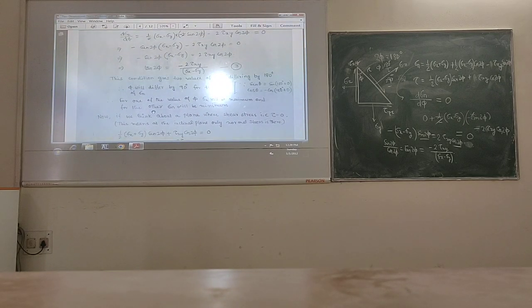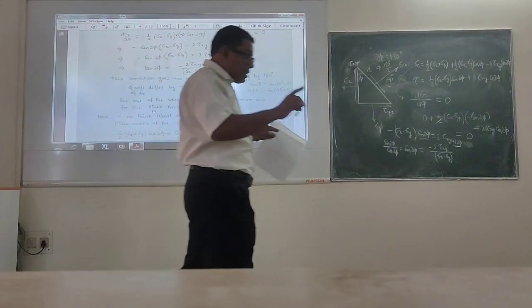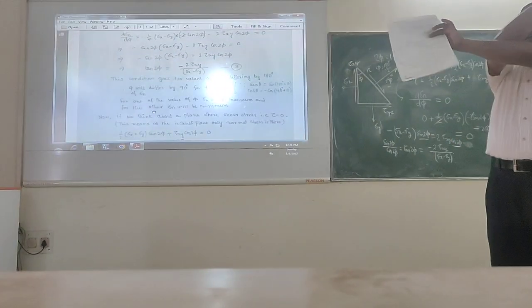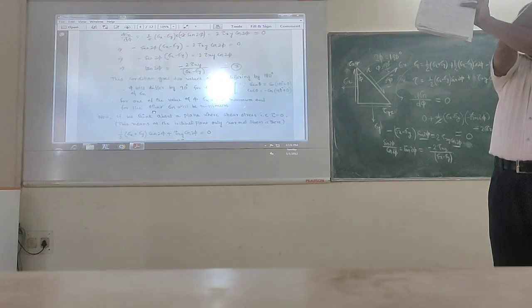Okay? And the planes on which the normal stresses will be acting, those will also be perpendicular to each other. Have you understood? This is called the orthogonal property of the principal stresses. Orthogonality means they are perpendicular to each other. So the planes on which the maximum normal stress and minimum normal stress will be occurring will be perpendicular to each other.